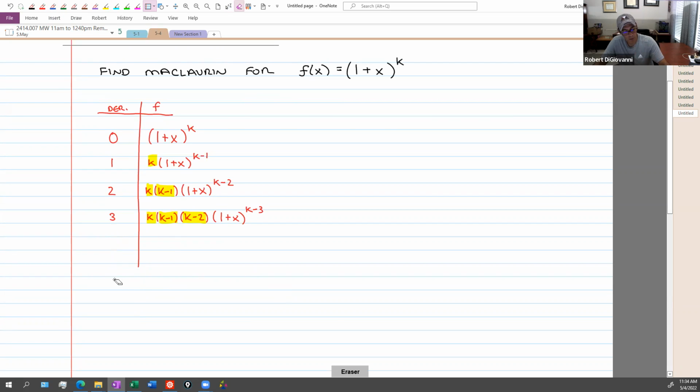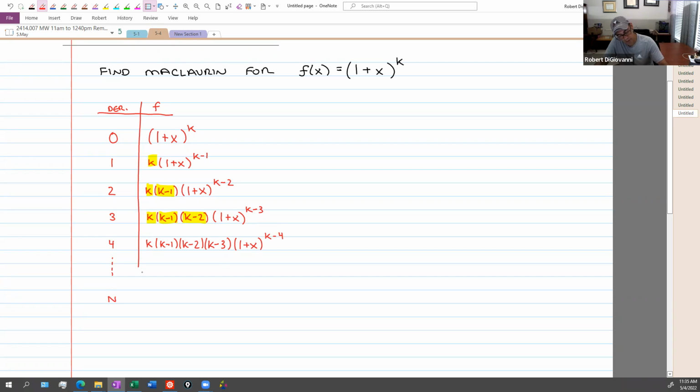Maybe I'll do one more before we do that. Let's see, the fourth one would be k minus 1, k minus 2, and I stop at k minus 3, right? On the fourth derivative, I'm stopping at k minus 3. On the third derivative, I'm stopping at k minus 2. On the second derivative, I'm stopping at k minus 1. And then I have 1 plus x to the k minus 4 now, right?